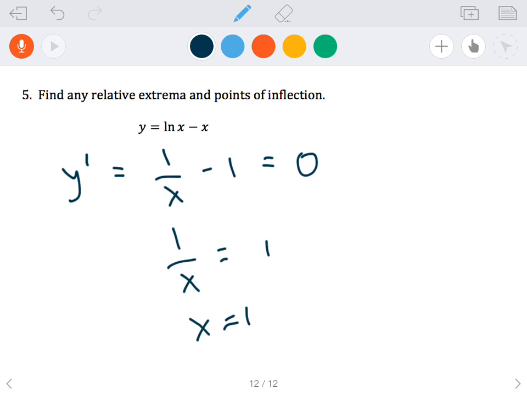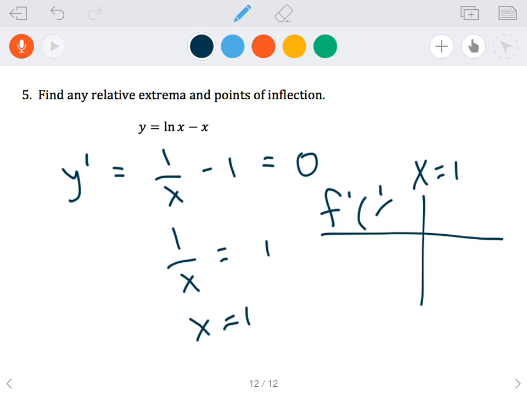And then I can set up a table for myself here where x equals 1 is my critical number. And when I'm choosing values to test, I need to make sure they're in the domain. Remember, you can't take the natural log of a negative number or 0, so that's not very helpful. So I'm going to choose f prime of 1/2, and then something on the other side, we'll try f prime of 2.